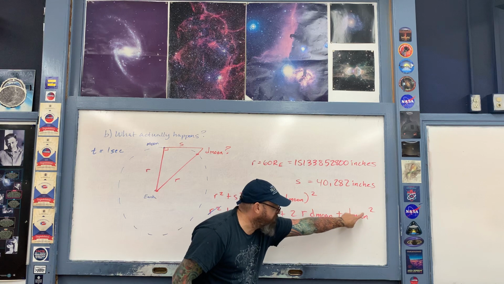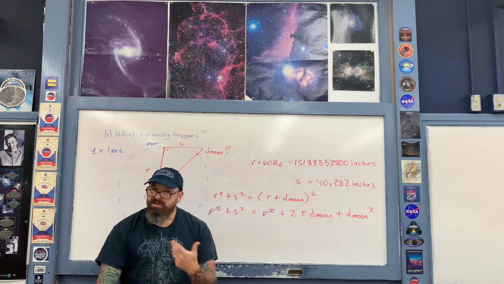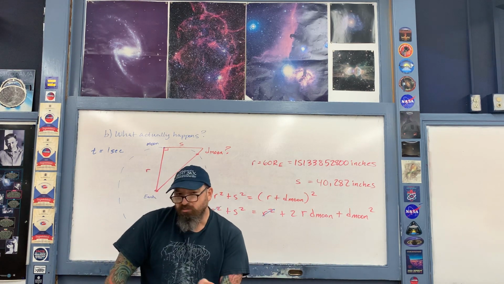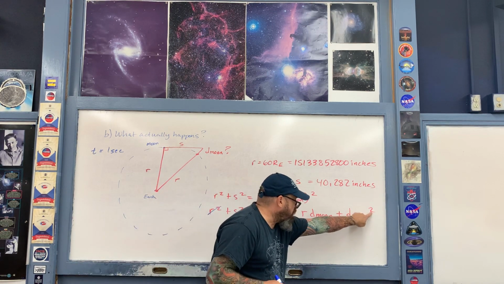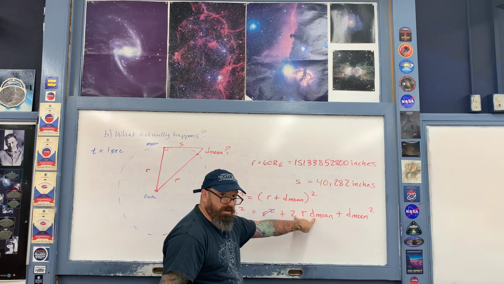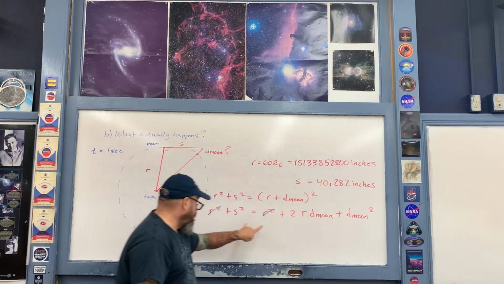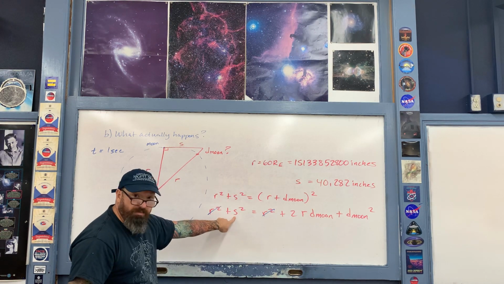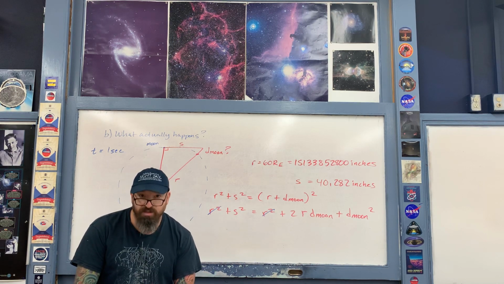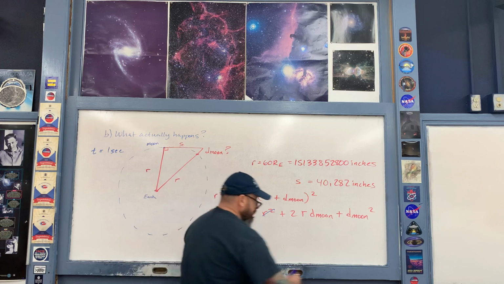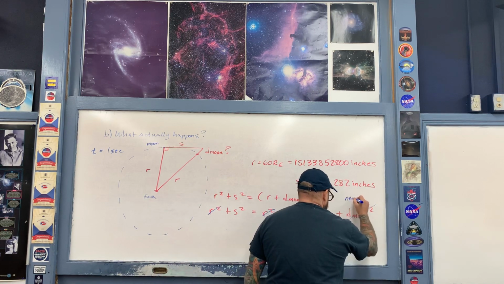Take a look at d moon squared. Remember what d moon is predicted to be. It's only predicted to be 1/20th of an inch. So compare this number squared to, say, this number here, which has the big number r, or this number here, which has the big number s. Notice that d moon squared is negligible compared to those other values. So let's just go ahead and discount it, like so.